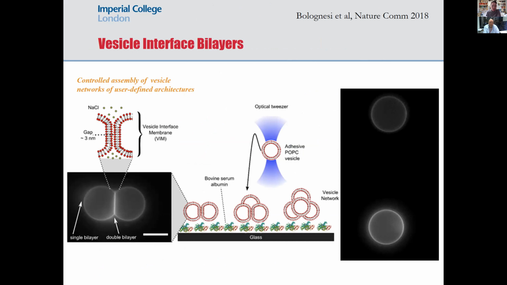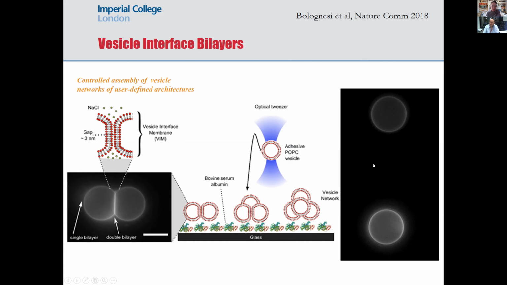Now, I mentioned at the start that one of the things we wanted to do was mimic compartmentalization, but also the architectures that you see in nature. An architecture which you regularly see in nature is that of the immune synapse. So here in the bottom left image, you see what appears to be a droplet interface bilayer. It looked before like it was a monolayer. Here's a bilayer. Here's a monolayer. Actually, what this is are 2 vesicles that have come together and they've snapped together.